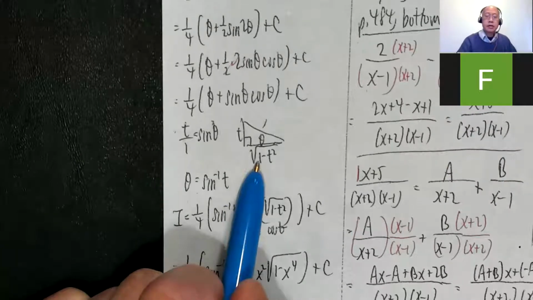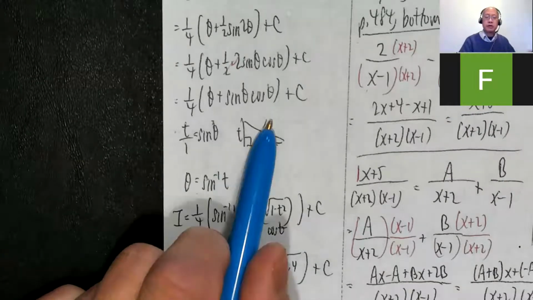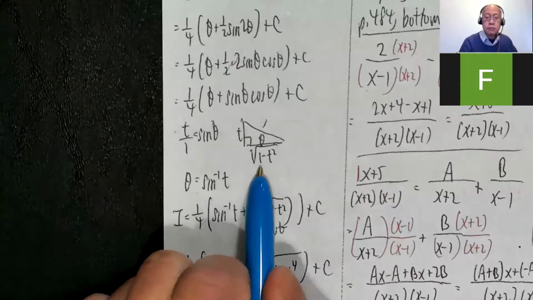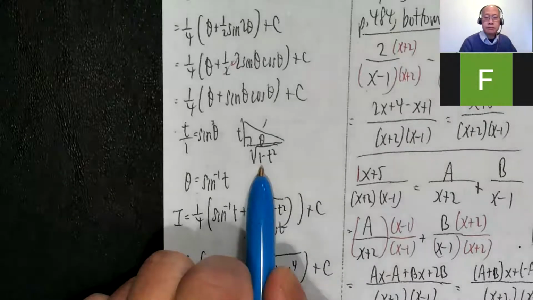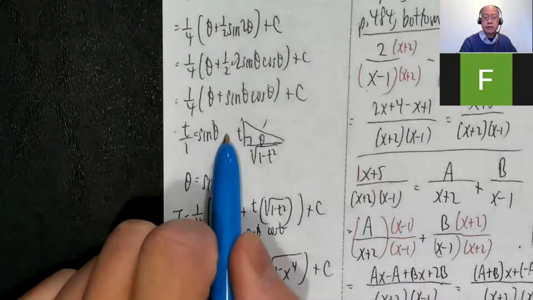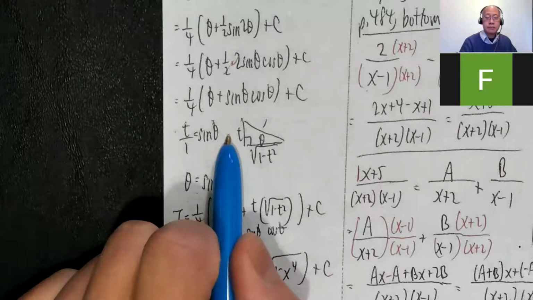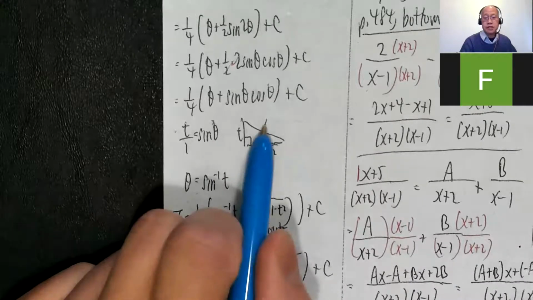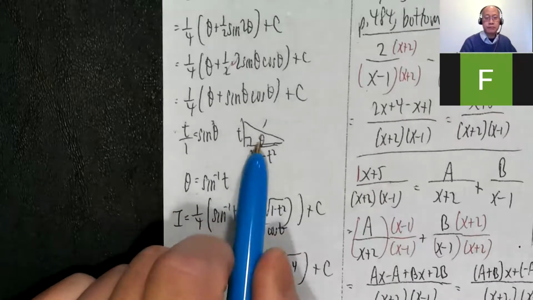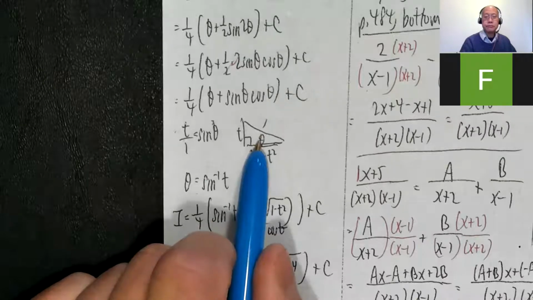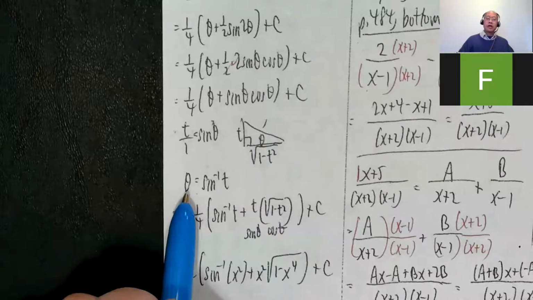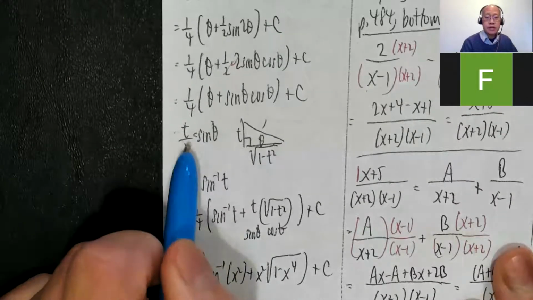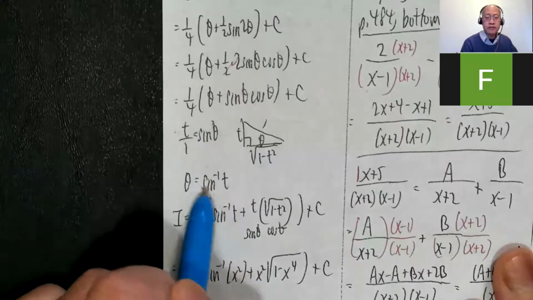Double check. Is it true that a squared plus b squared equals c squared? So what is this thing squared? 1 minus t squared. What is this squared? t squared. What do you get when you add them up? 1, which is equal to 1 squared. So it definitely works. And furthermore, I notice I have a theta here. So if t equals sine theta, then theta is inverse sine of t.